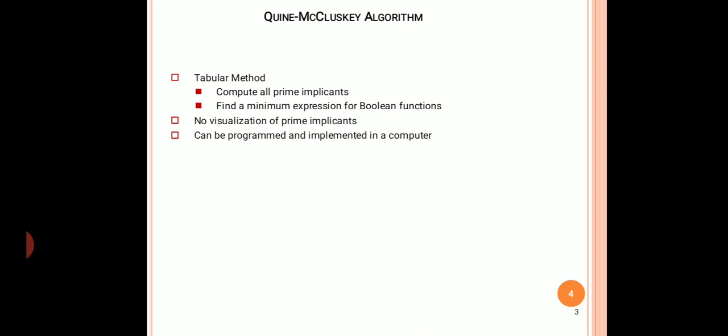This is also called the tabular method. It computes all the prime implicants and finds the minimum expression of the Boolean function. What a prime implicant is, we will discuss afterwards in this lecture only. There is no visualization of the prime implicants needed. It can be programmed and implemented in the computer. These are the advantages of the Quine-McCluskey method.